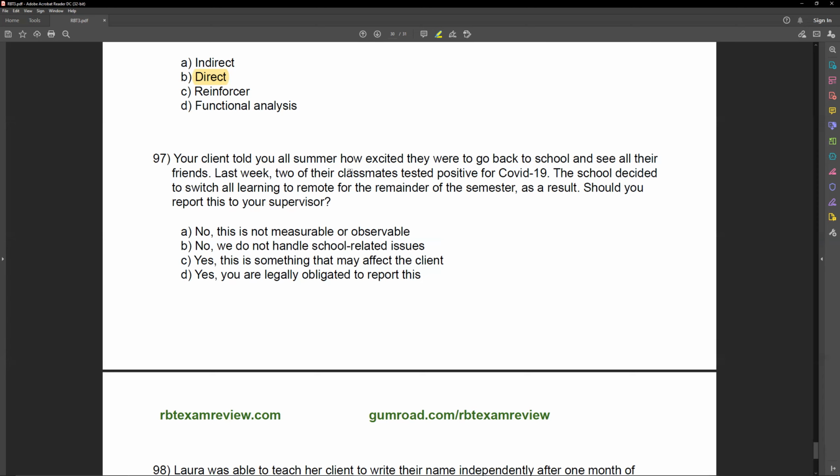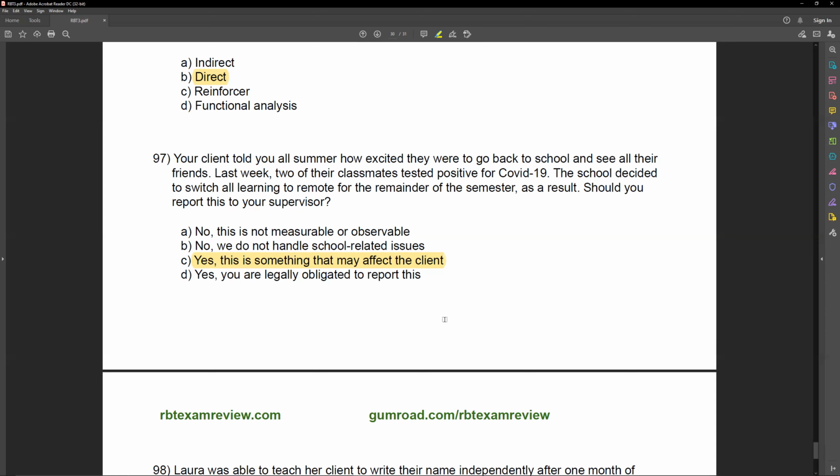C, yes, this is something that may affect the client. Absolutely, right? Most obvious answer, most common sense answer. If it's something that may affect the client, you need to tell your supervisor, you document it, okay? And then you're good, right?